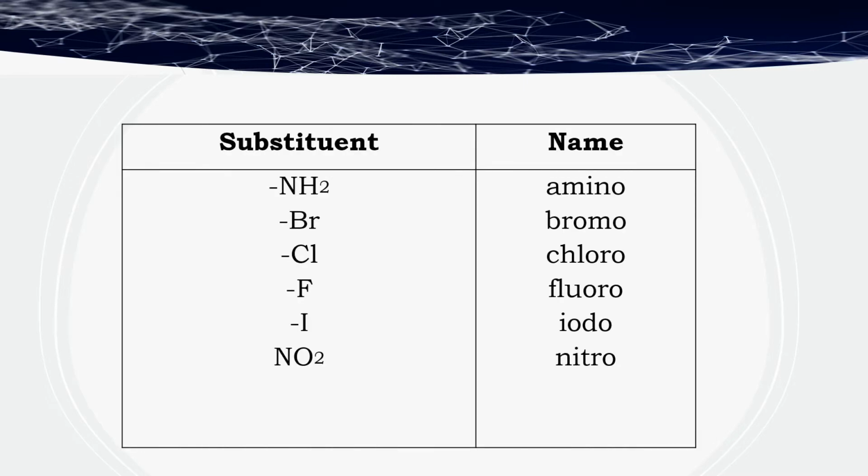Okay, so here is the list of the substituents that we will use later on. NH2 for amino. Br for bromo, or that is bromine. Cl for chloro or chlorine. F for fluoro or fluorine. I for iodo, or that is iodine. And NO2 for nitro.